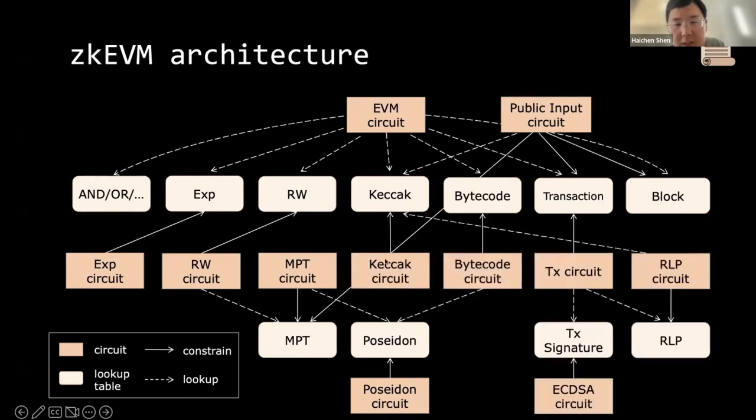And then you have this Keccak circuit constraining the Keccak tables, the bytecode circuit constraining the bytecode tables, and the transaction circuit constraining the transaction, but relying on the RLP tables, which are constrained by the RLP circuit. And they are also relying on the signature tables, which are going to be constrained by the ECDSA circuit. So with that, this constitutes the entire zkEVM architecture.